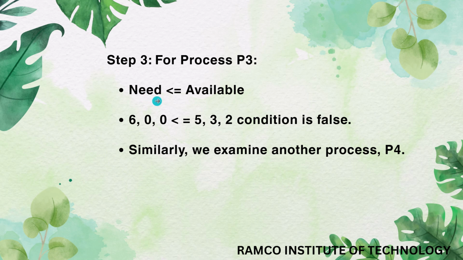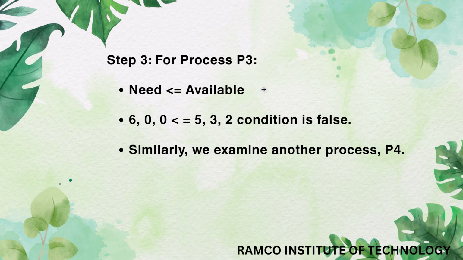Here the need for the particular process P3 is 600. This value can be taken from the need matrix, and current available is 532. Here the condition is false because 6 is greater than 5. If any one of the resource types is false, the entire condition is false. We should not read it as a whole number 600 or 532. We should read it as 6, 0, 0 and 5, 3, 2. Since the condition is false, the process P3 cannot enter into the safe sequence. So the process P3 needs to wait until the required resources are available.